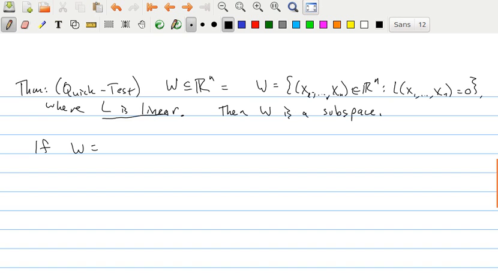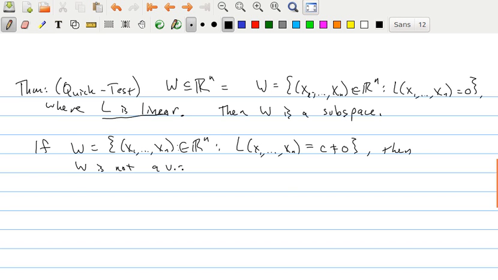So we've got sort of the flip side of this. If we wind up with this relation right here, where this is anything other than 0, then it's not a subspace. So if W is the set of all vectors in Rn, so that L of x1 through xn is anything other than 0, is some constant that's not 0, then W is not a vector space, and in particular it's not a subspace.